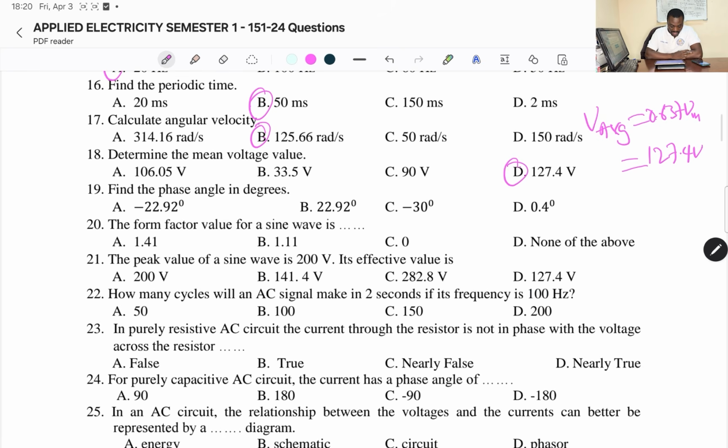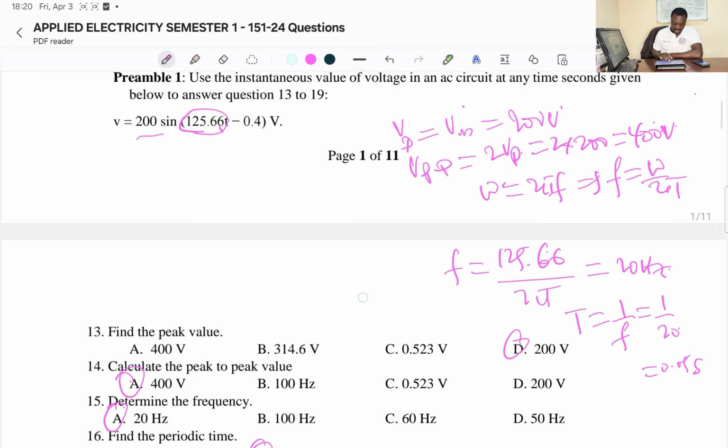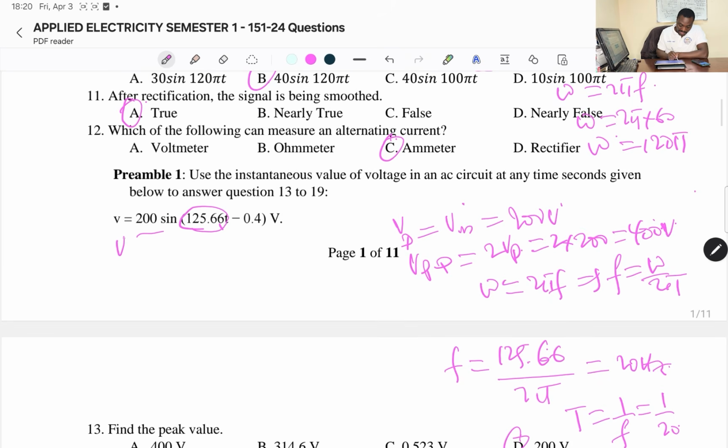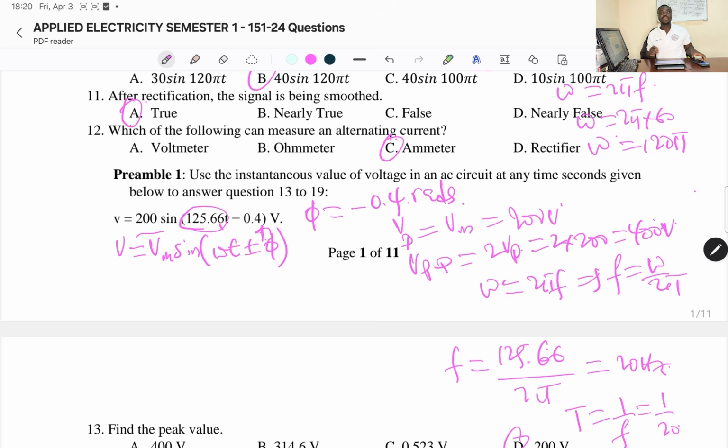Question 19. Find the phase angle in degrees. So when you come to the phase angle, you can see it's here, right? And how do we know this is a phase angle? Because we can compare it with the general expression, which is angular velocity plus or minus phase angle. So you can see that this corresponds to the phase angle, and phase angle is minus 0.4. Remember, this is in radians.